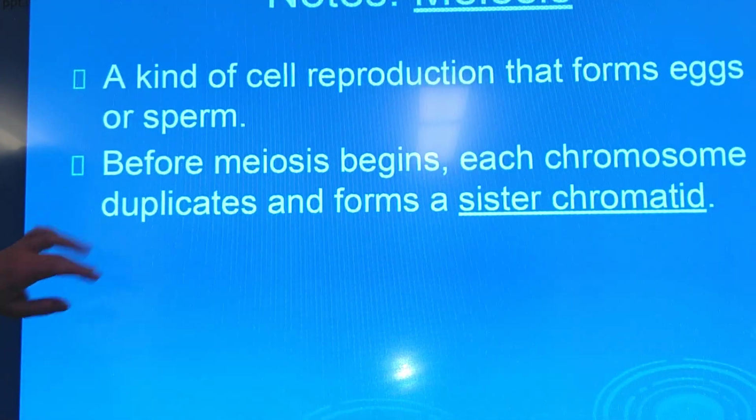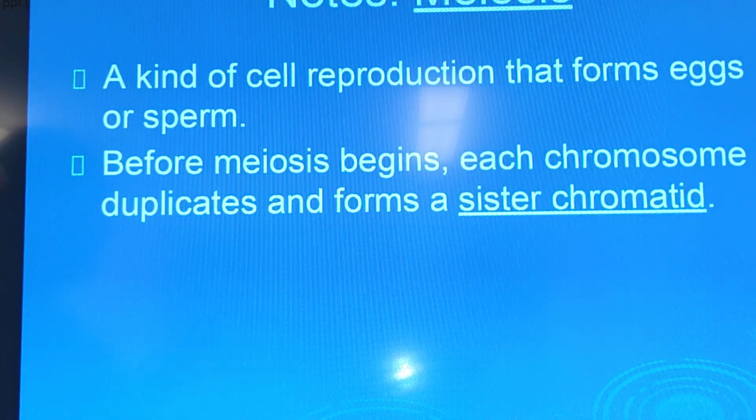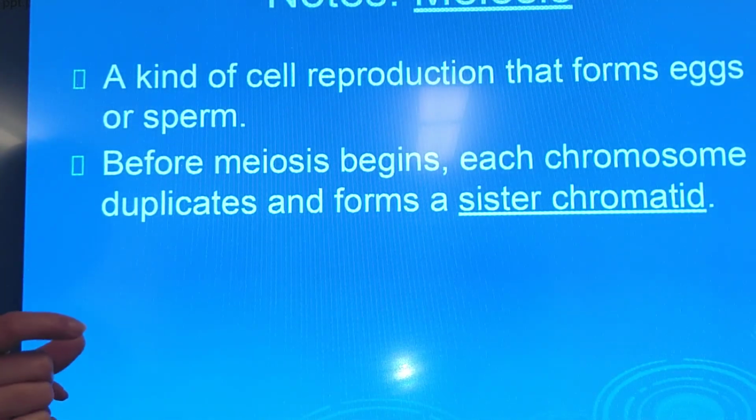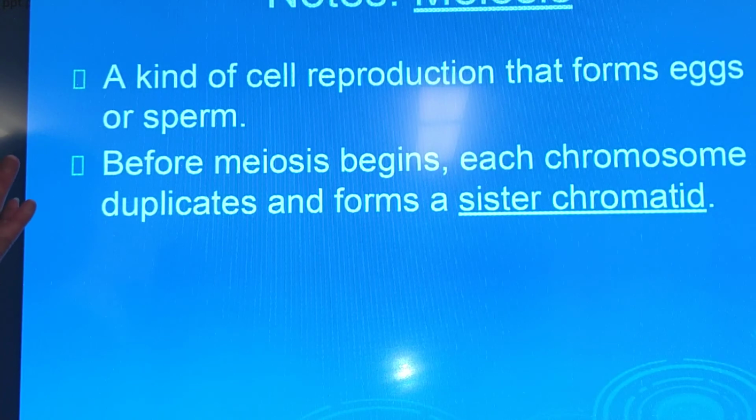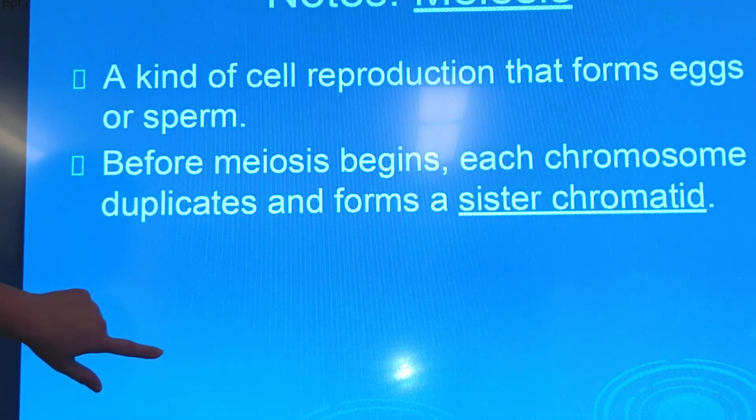So meiosis. Meiosis is how we make those germ cells, those sex cells. It's a kind of cell reproduction that forms egg or sperm. Before meiosis begins, each chromosome duplicates and forms a sister chromatid. And so they're going to copy. They start out as just a single strand, that single side of the X is their chromosome. And it's going to duplicate. They're stuck together in little X's. That's called sister chromatids.